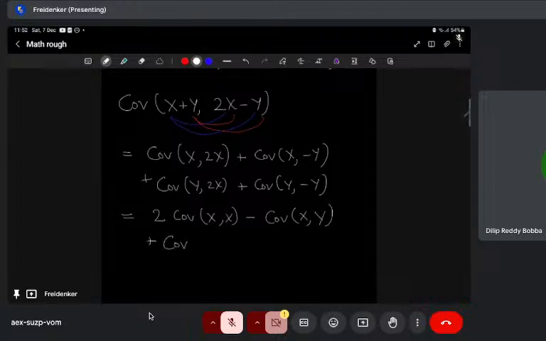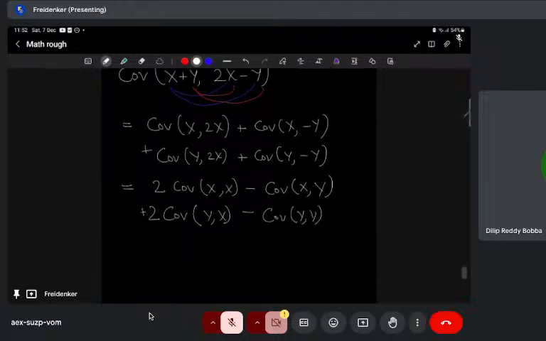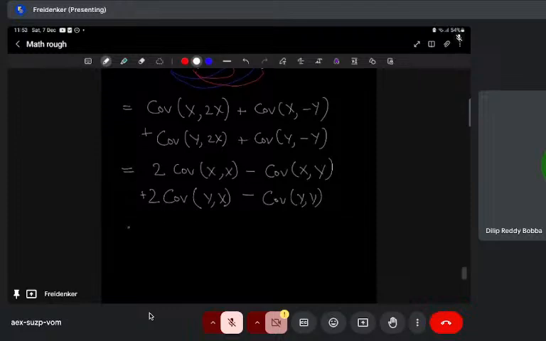Covariance, 2 is coming outside. So plus 2 covariance y comma x. Minus is coming outside. So fine, we removed all the constants as well. I mean, we brought it outside. Now, what is covariance of x comma x? Covariance of x comma x is nothing but the variance of x. So this will be nothing but this one.